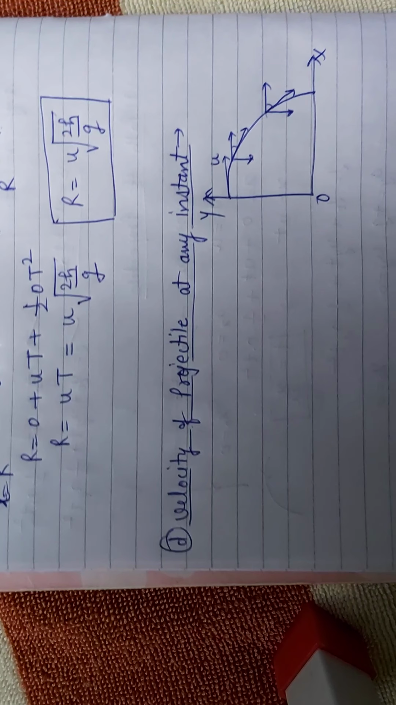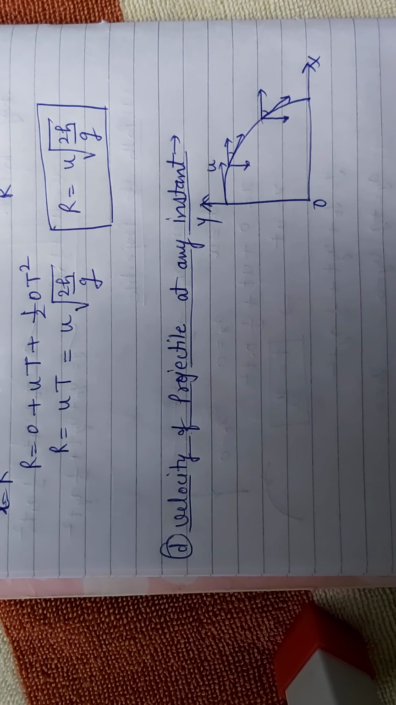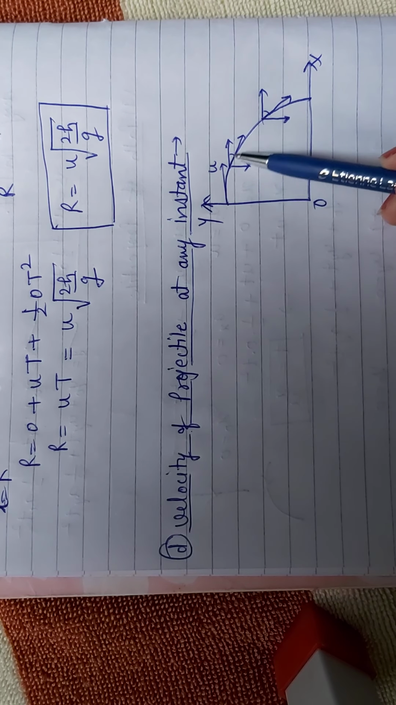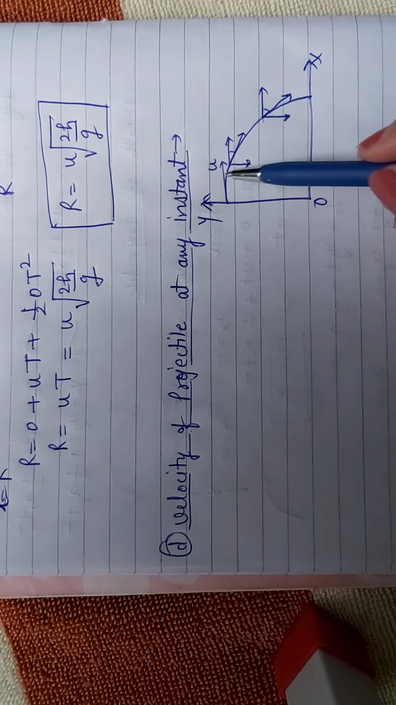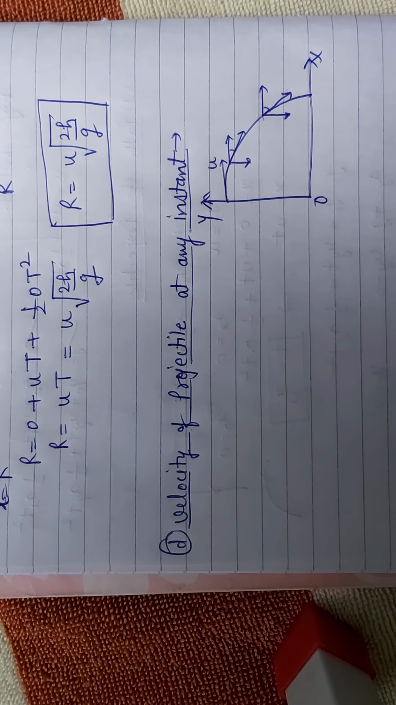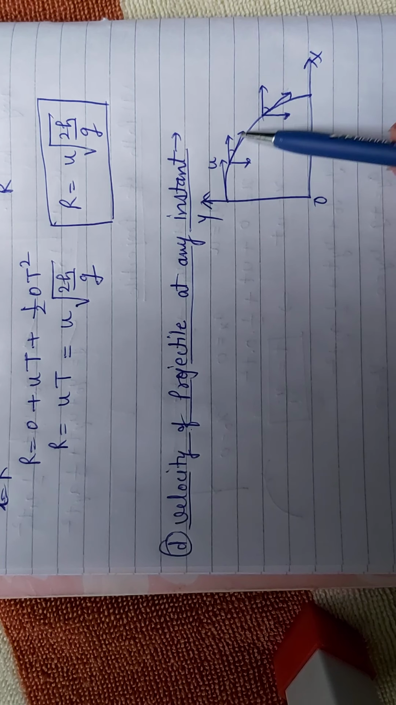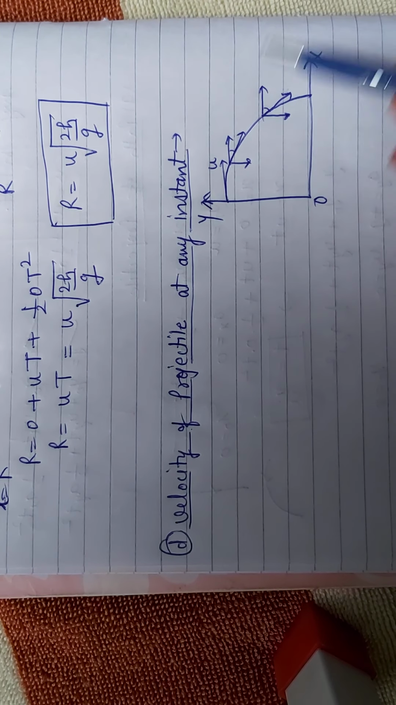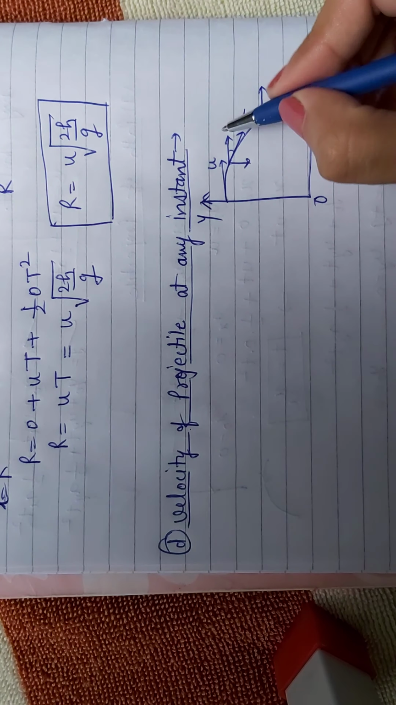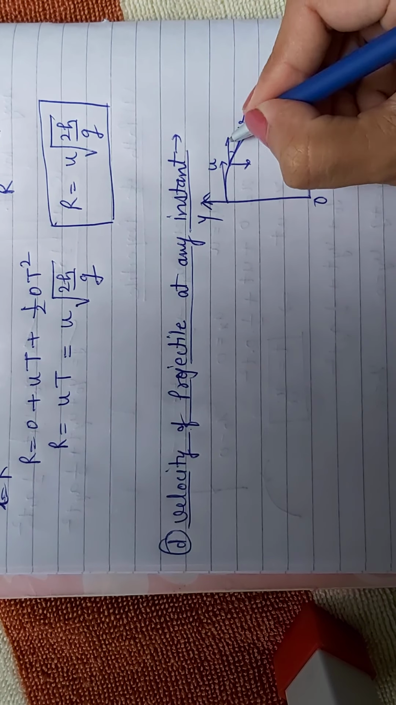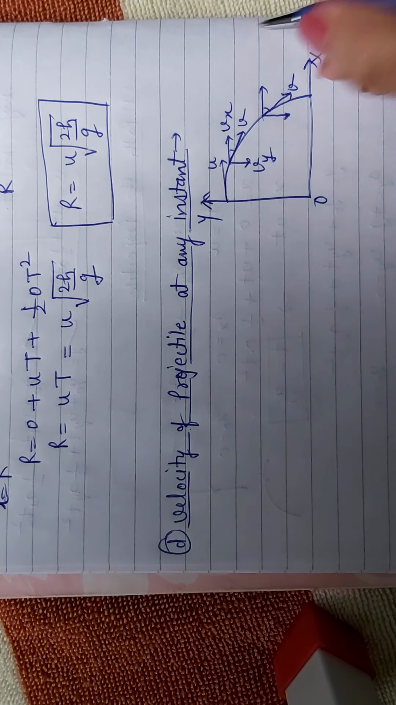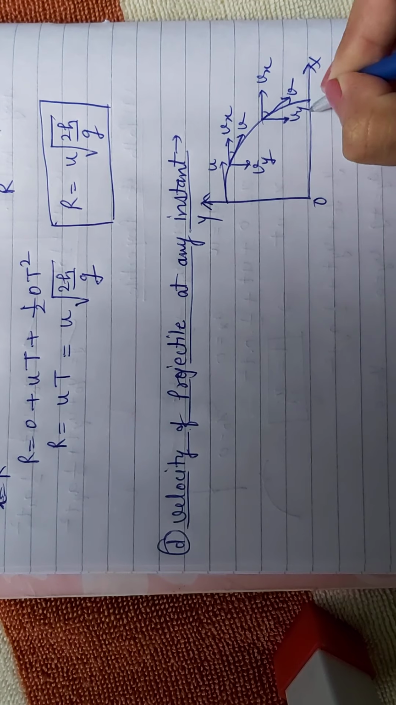Next is the velocity of the projectile at any instant. We are saying the parabolic path is there. The trajectory of the projectile is a parabola. At any point, if you want to find its velocity, this velocity will be given by the tangent drawn to the curve. This is the tangent. This will give us the value of velocity at any point. And this velocity will have two components: horizontal, that is Vx, and vertical, that is Vy. Again, this is Vx and this is Vy.